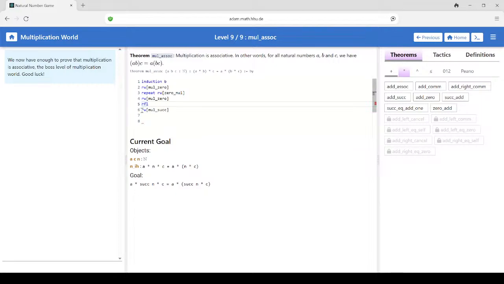Yeah, so what did we do? A times successor N times C. And we turned A times successor N into A times N plus A. Right, because the successor of N means 1 more than N, which means that we're multiplying A by 1 more than N, which is the same as just adding another A afterwards. So A times N plus A.